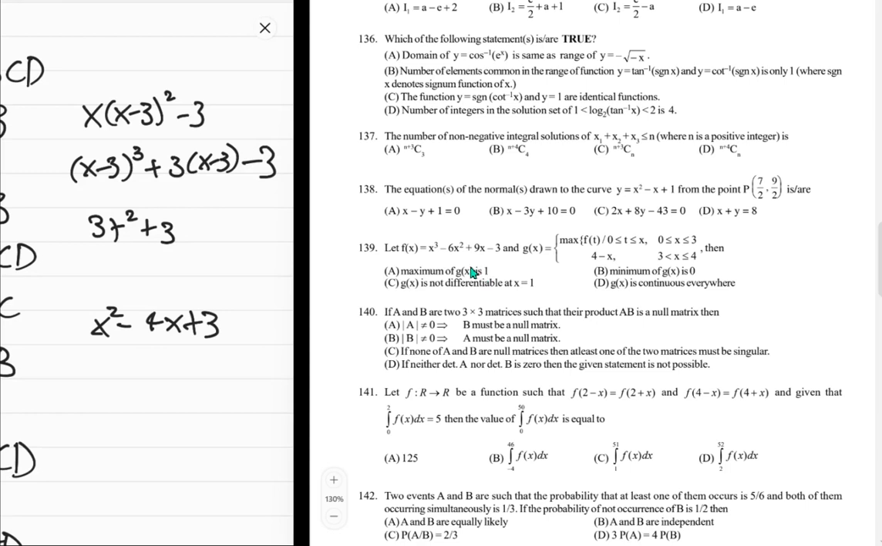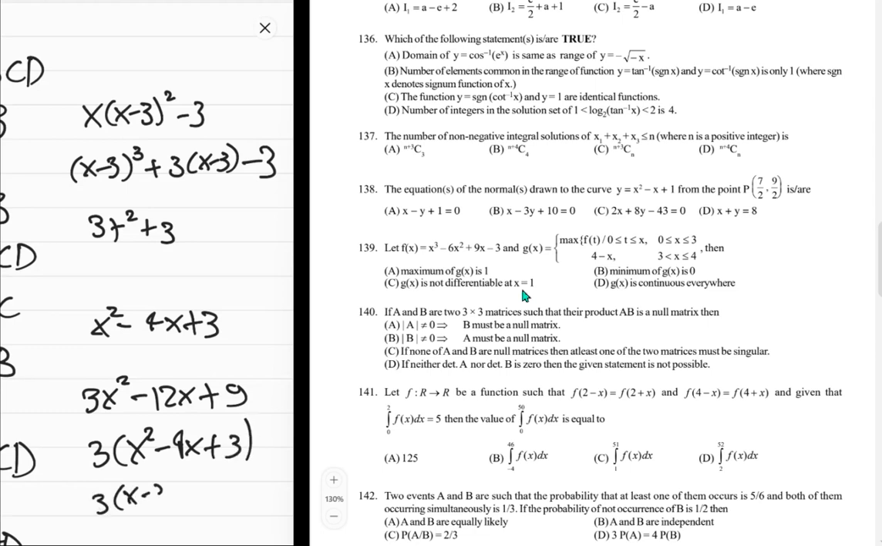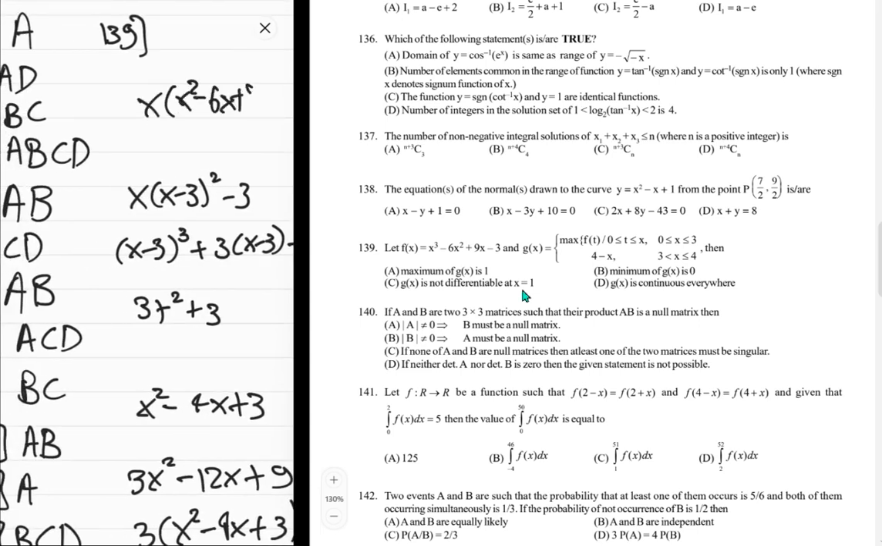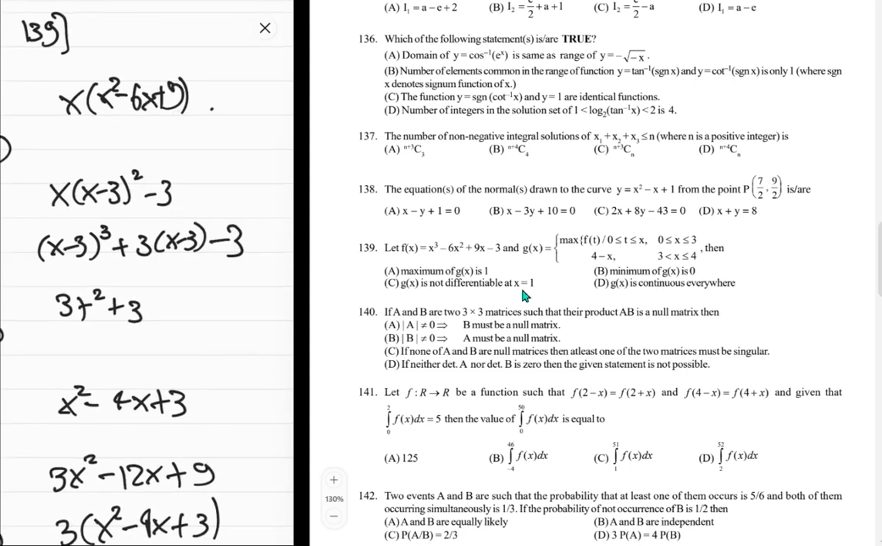Look, I took x common here, then it's just... but this is what came, right, 3x squared minus 12x plus 9, and that's 3 into x squared minus 4x plus 3, which is 3 into x minus 3 into x minus 1. Yes, but this is giving something else. y was x into x squared minus 6x plus 9 and then minus 3, and this was x into x minus 3 squared minus 3. Writing it as x minus 3 plus 3, just x minus 3 cube plus 3 into x minus 3 squared and then that plus 3.